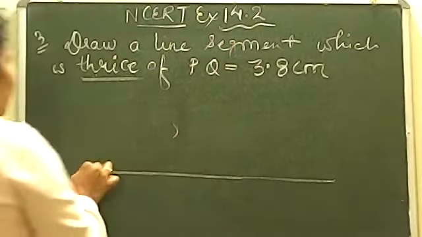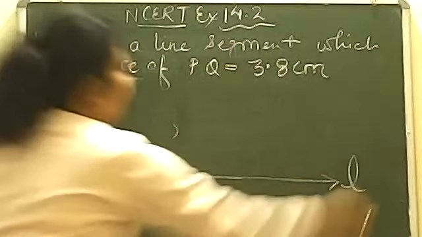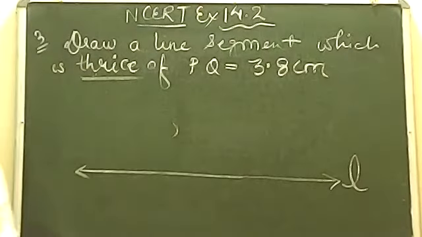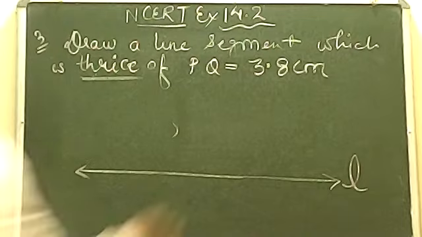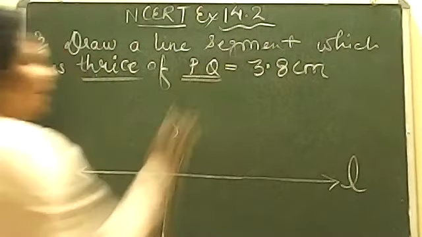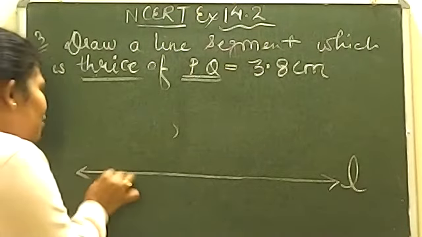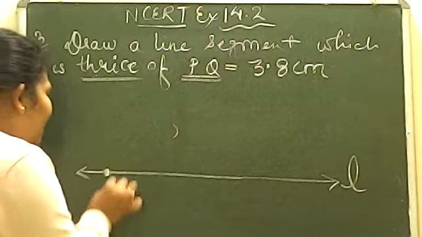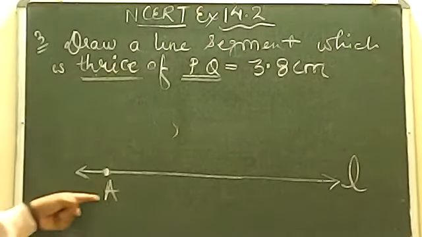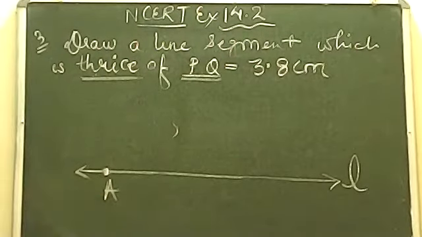Now I have drawn this, I will give the name L to it. Now the name already given is PQ, so we cannot take PQ now. We will take any other name. So this time I am taking AB. So I have marked point A here. Fine. Now let us start this.